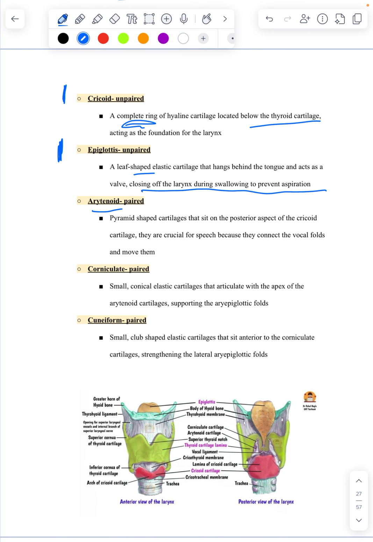Now, these are paired, so you have 2 of this, 2 of this, and 2 of this. So that means you have a right one and a left one. The other ones, they're just one of each.